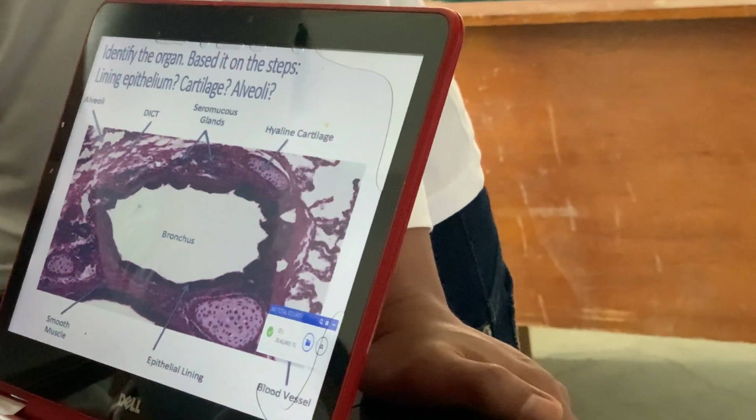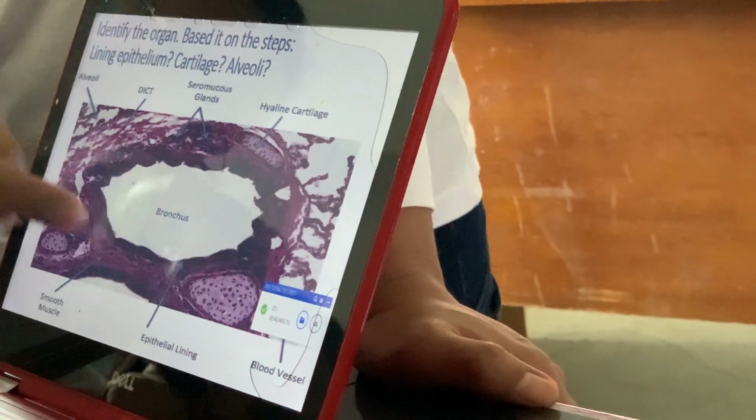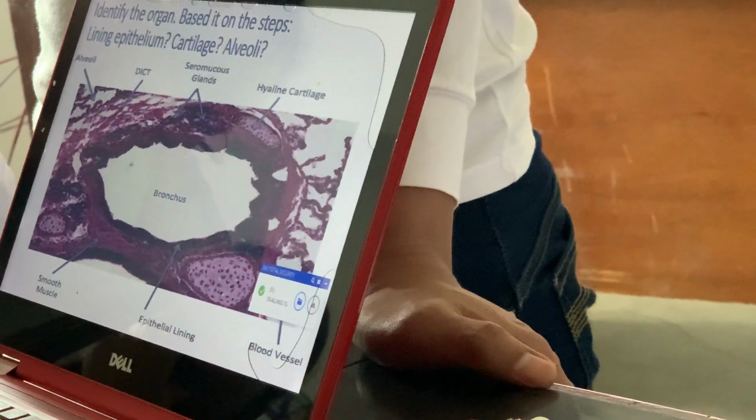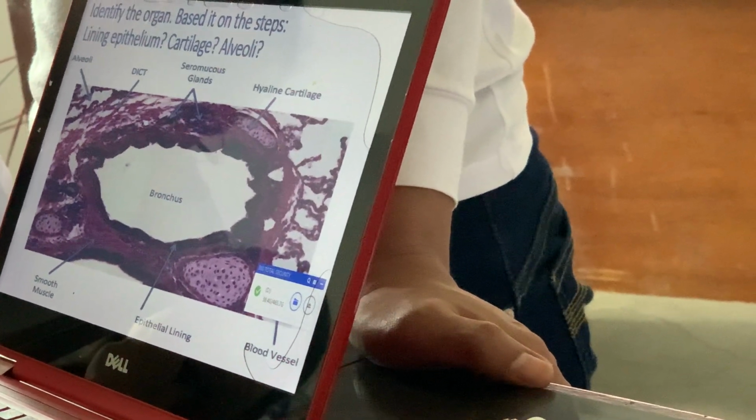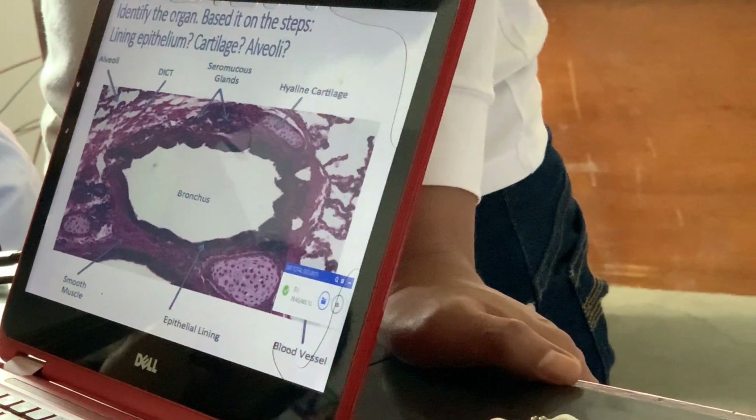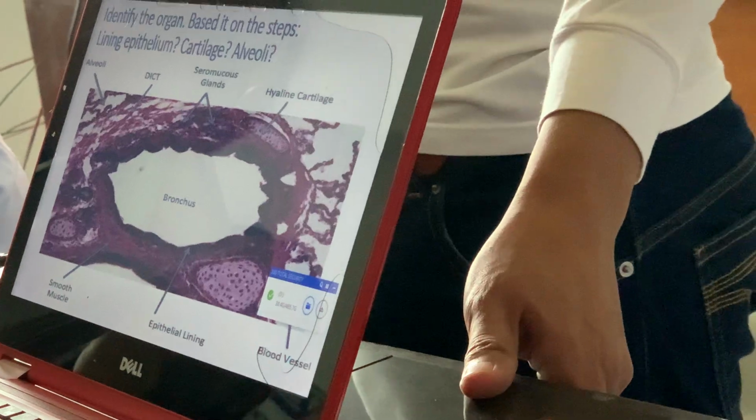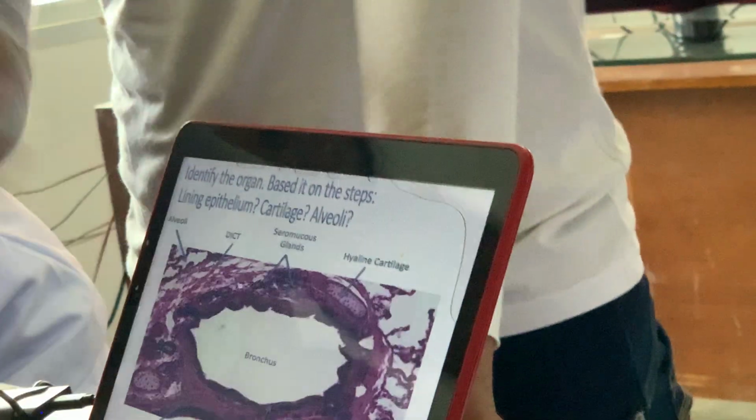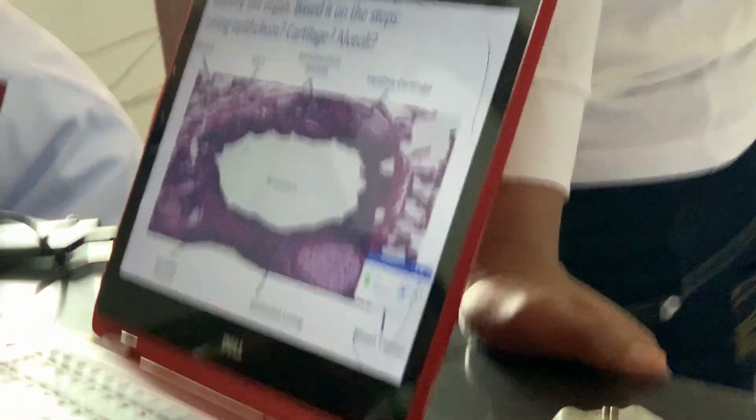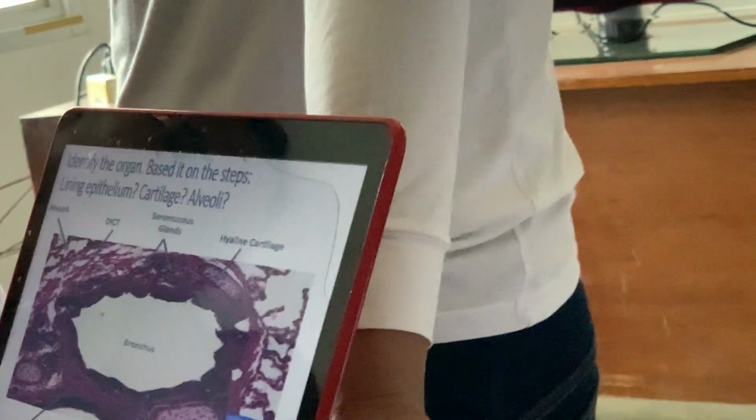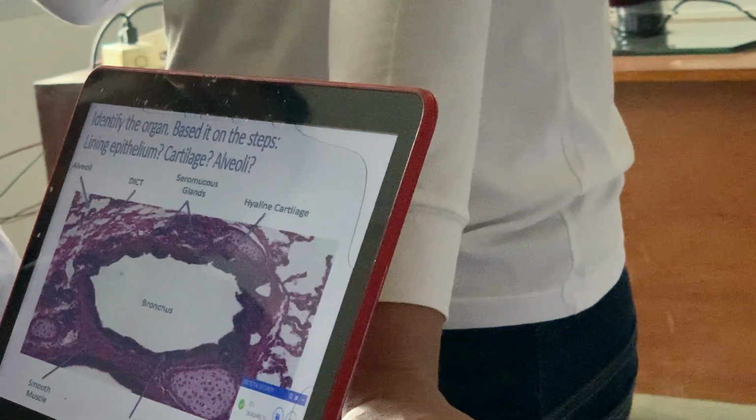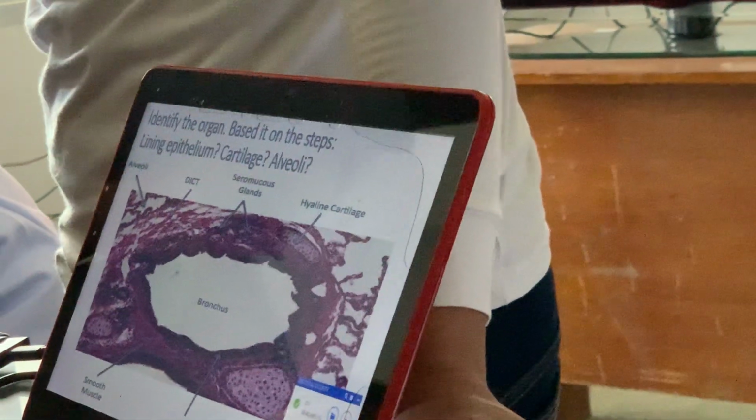If it turns out there are no more goblet cells, meaning this is already cuboidal, simple cuboidal. What is the possible organ? No, there is cartilage. Okay, we are still on step 1. Possible answers: smaller, terminal, very good.